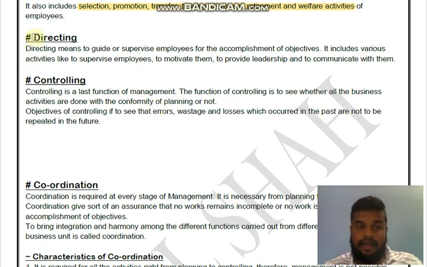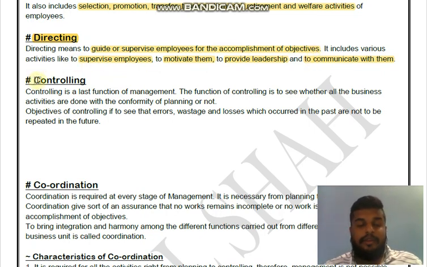Next is directing. Directing means to guide and supervise the employees for the accomplishment of objectives. It includes various activities like supervising employees, motivating them, promoting them, providing them leadership, and communicating effectively with them.